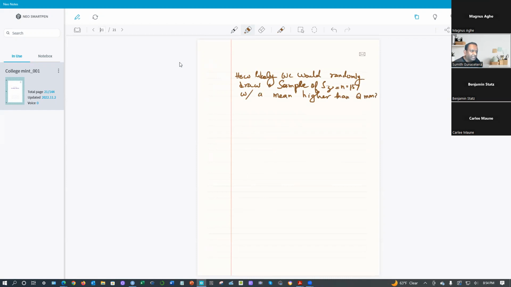How do you answer something like that? How likely, how likelihood? Likelihood means probability, chance. What is the chance that we would randomly draw a sample of size 157 with a mean higher than 61 millimeters? When you pick a sample, you want to know that their average would be more than a certain cutoff value.